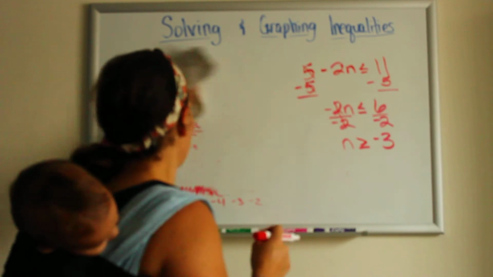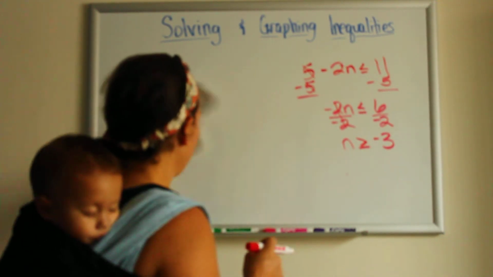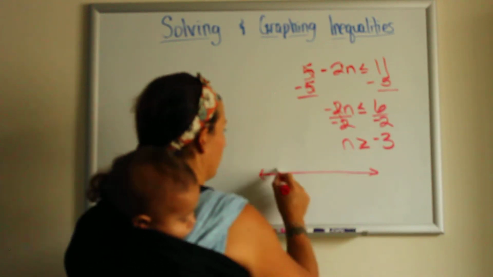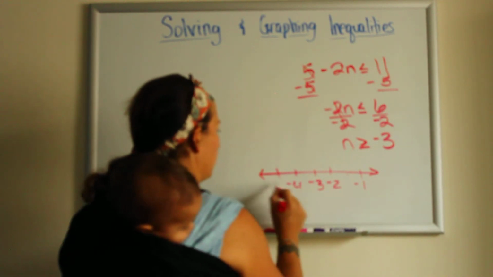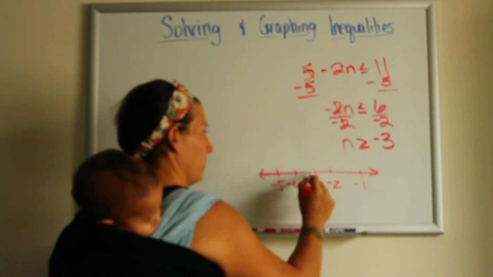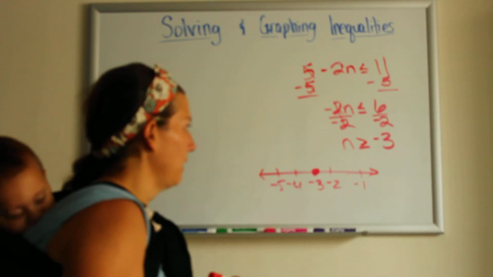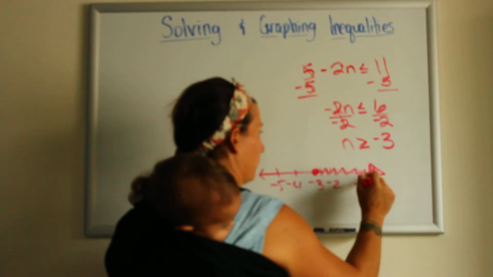And the way that you can really make sure that you've done that correctly is by graphing. So I'm going to draw my number line. And I want -3 in there. And it could be greater than or equal to, so I'm going to use the closed dot to indicate that -3 is a solution. And I'm going to shade toward all the numbers that are getting bigger than -3.